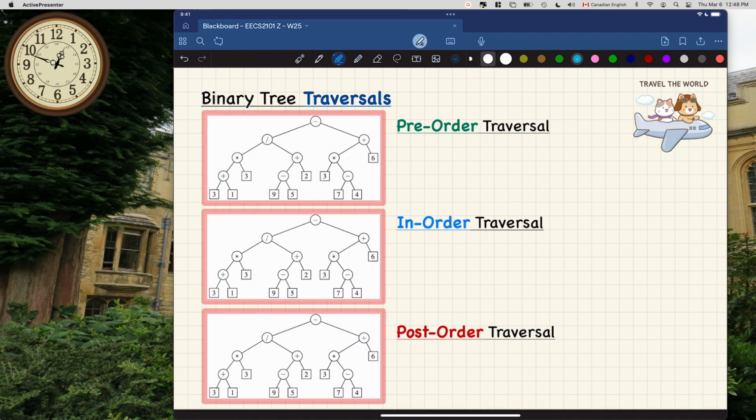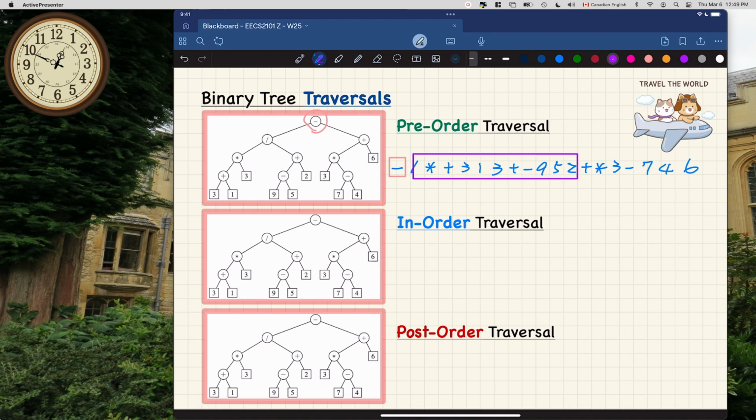Okay, pre-order. Minus, divide, multiply, plus 3, 1, 3, plus, minus, 9, 5, 2, plus, multiply, 3, minus, 7, 4, 6. Pre-order. One way to see that, think about this guy here, corresponding to this. And this guy here, all the way to over here, is the pre-order for this subtree over here. You can verify. And this one here is the pre-order for this particular subtree. And you can move on as well. Okay, that's the first one.